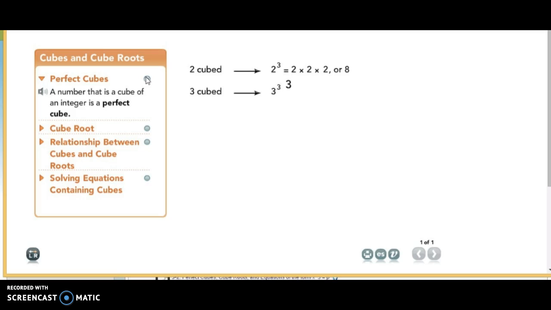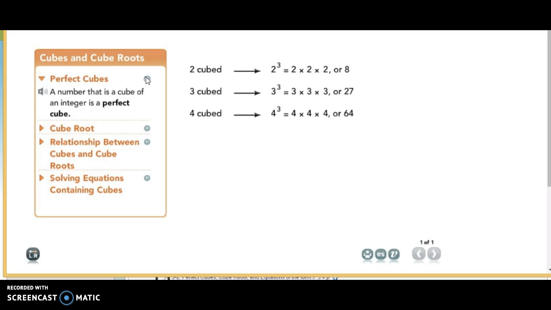So 2 cubed is written 2 to the power of 3, and it's 2 times 2 times 2, which equals 8. 3 cubed is going to be 3 times 3 times 3, and it's going to equal 27. 4 cubed is going to equal 4 times 4 times 4, which equals 64.